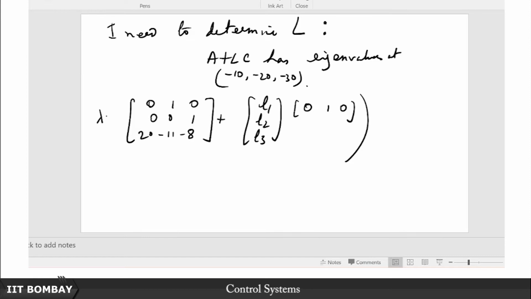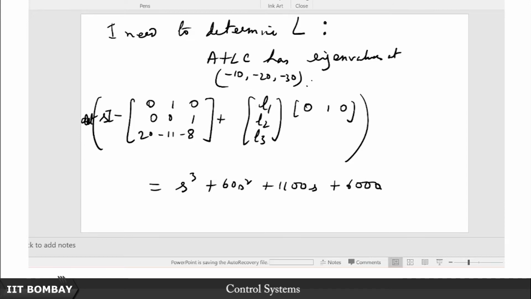So I want the determinant of lambda I minus this, or let me not use lambda, let me use S for the variable. What do I want this determinant to be? I want it to be equal to S cubed plus 60S squared plus 1100S plus 6000. Why? Because these are exactly what the poles would be for this. For this sort of a polynomial, I know that I will have the desired poles.